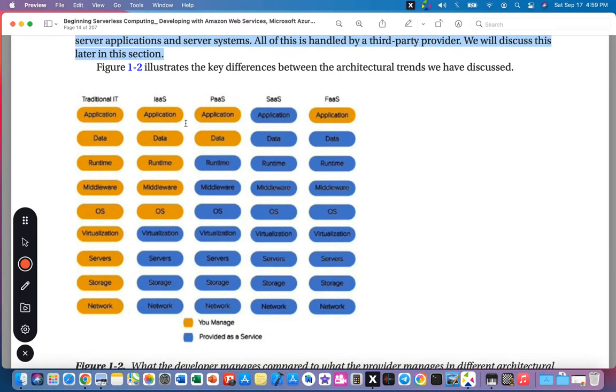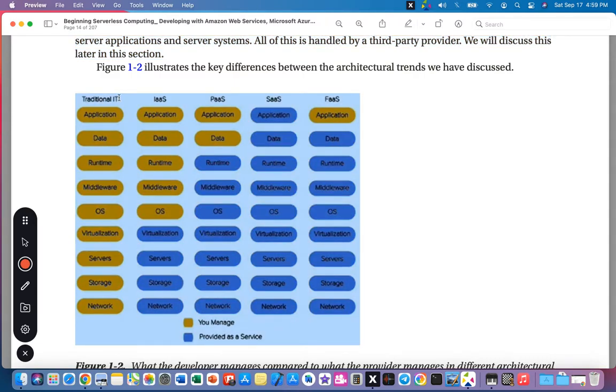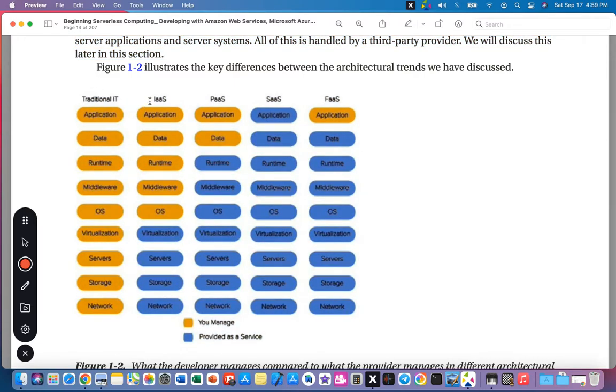And this figure 1.2 illustrates the key differences between the architectural trends we have discussed. We have the traditional IT, where everything is in-house. We will have the infrastructure as a service, so the network, storage, servers, and virtualization are provided as a service.